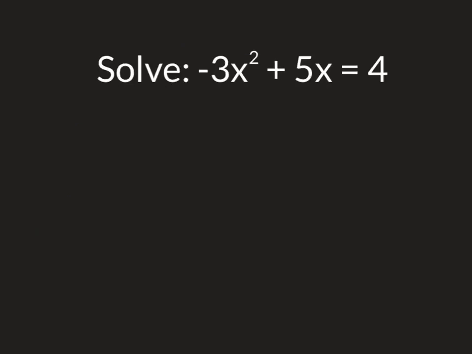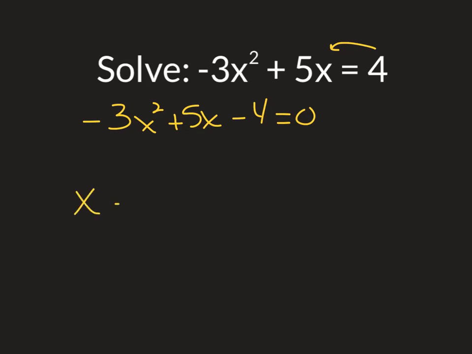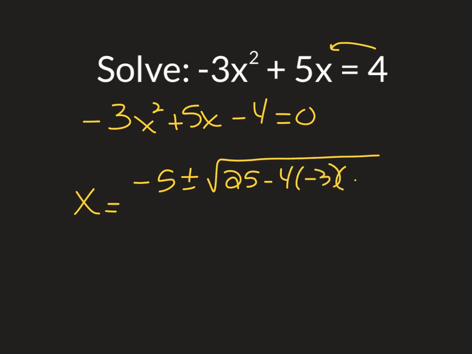Let's try one more. All right, negative 3x squared plus 5x equals 4. Now, one thing to know about this one is do not do the quadratic formula unless you have all your a's and b's and c's on the same side. So I'm going to move that 4 over first. Doesn't matter what's positive, what's negative, because you're going to plug into the formula anyway. So here it goes. x equals negative b, in this case negative 5, plus or minus the square root of b squared minus 4ac. Make sure you bring the signs down with the a and the c.